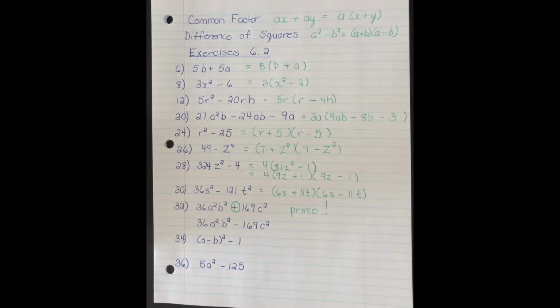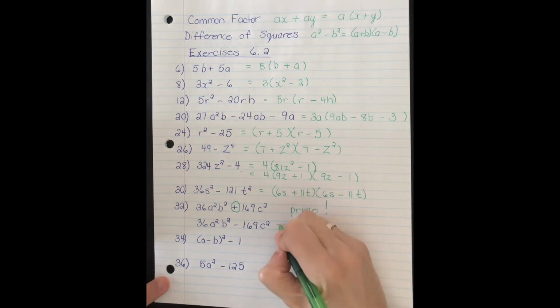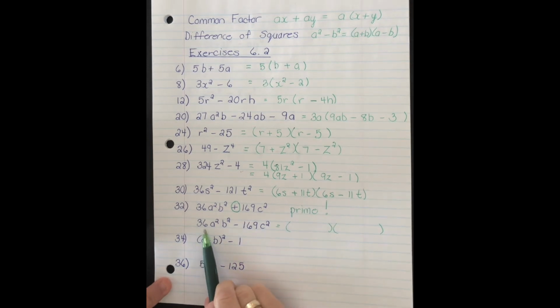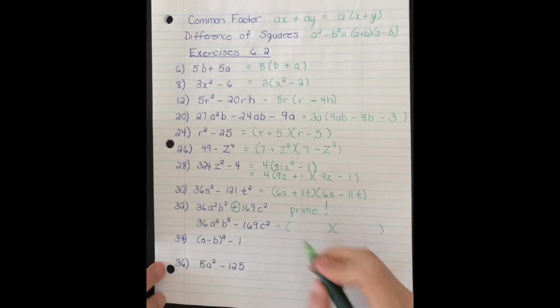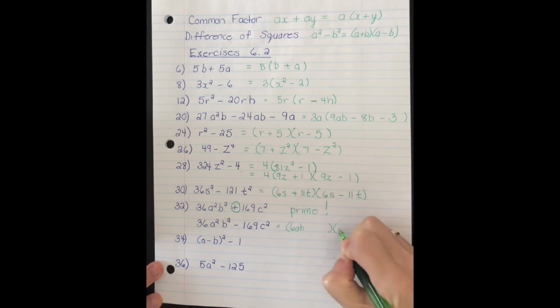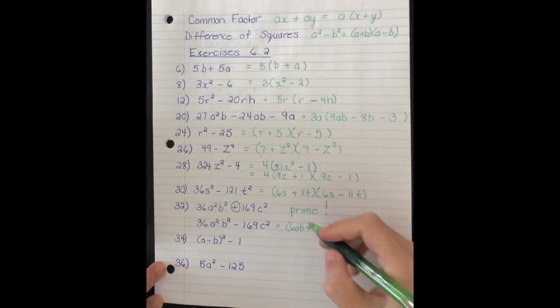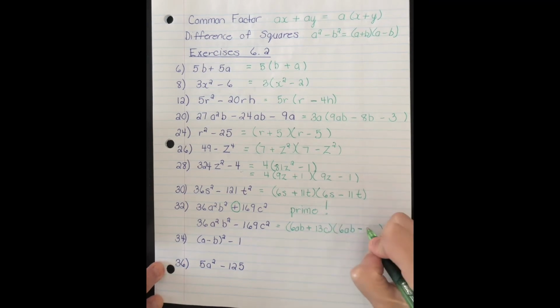We call it prime. On the other hand, if I change the question by putting a subtraction sign here, now we can do this. The square root of the first term is 6ab. Put a plus sign here, put a minus sign here. The square root of the second term, 13c. And now we have this expression fully factored.